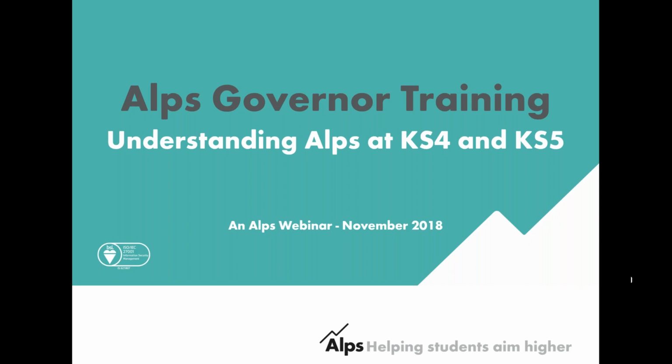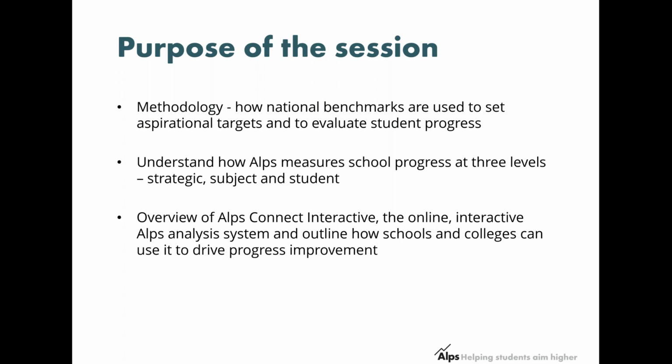Okay, so I'm going to take you through the methodology. I'm going to look at national benchmarks. I'm going to look at target setting, mainly because without that, you're going to find it more difficult to understand how these school progress indicators are set up and how they're measured. So I'm going to talk mostly about the strategic overview and subject indicators. I'm not really going to talk that much about student indicators, but suffice to say that schools have got access to student progress data.